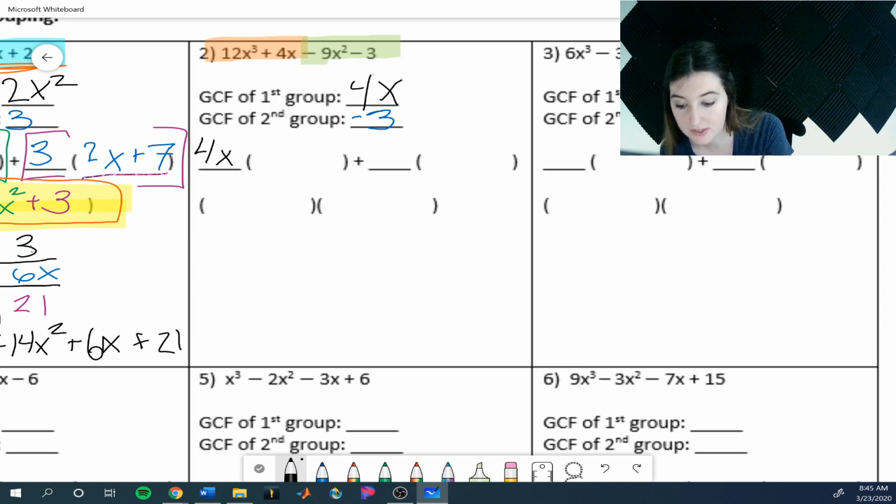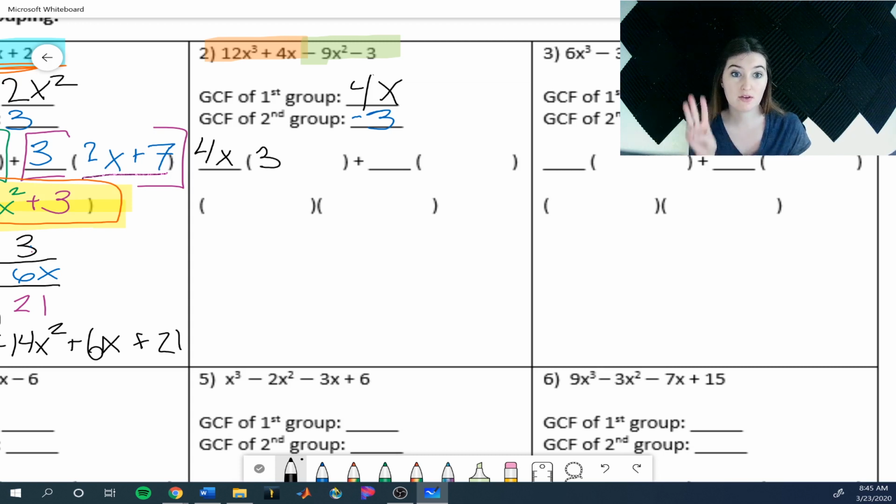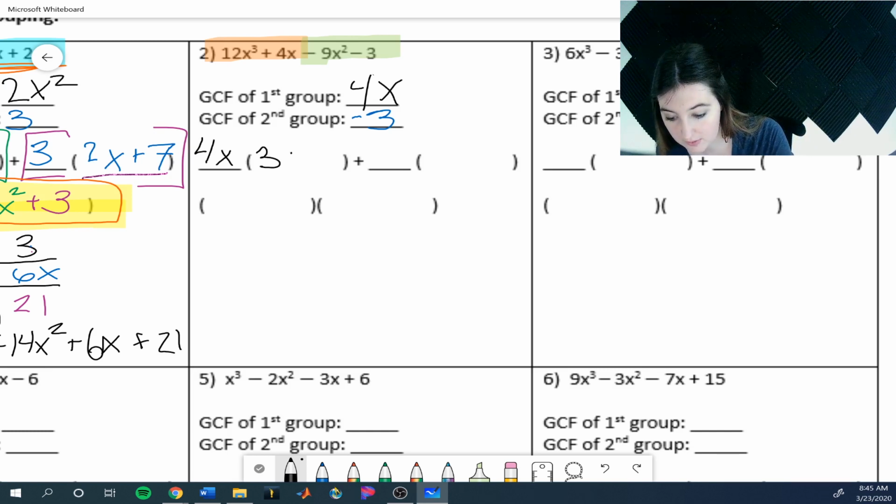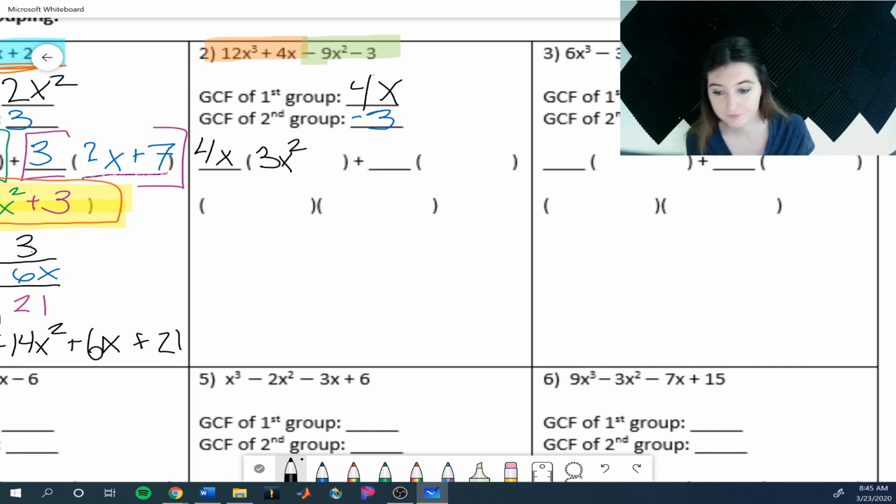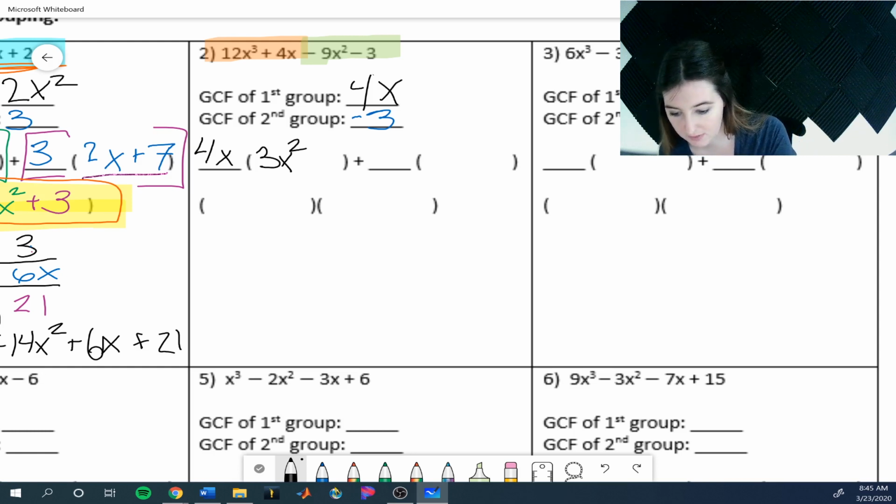12 divided by 4 is just 3. X cubed divided by x, so I have 3 x's and I'm taking away 1. I'm left with 2. So x squared. Now I'm going to be looking at 4x divided by 4x. 4 divided by 4 is 1. If I have 1x and I'm taking away 1x, 4x divided by 4x is just going to be plus 1.